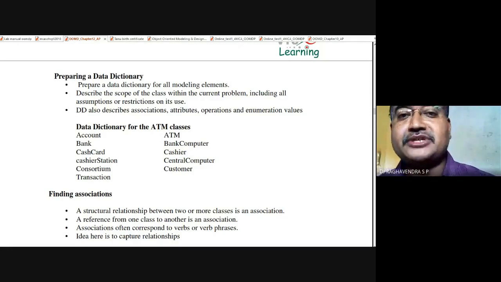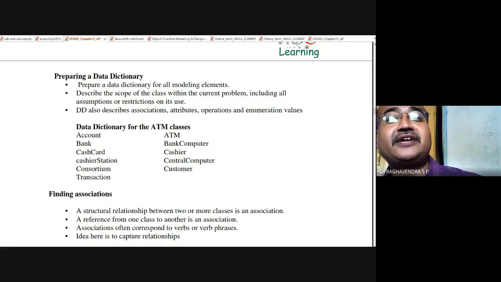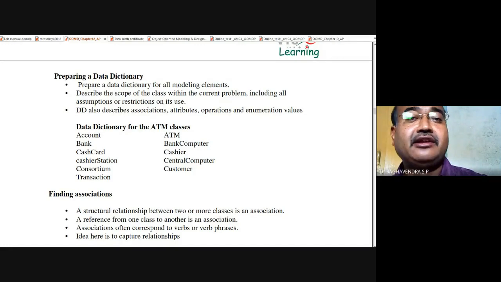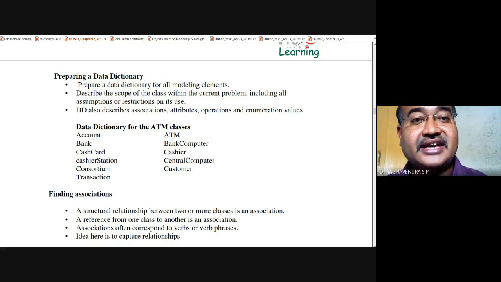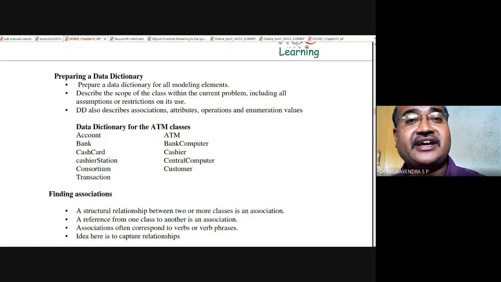So describe the scope of the class within the current problem. So what is the scope? Scope means the application of the class in a given problem. Next, including all the assumptions or restrictions. Okay, what needs to be done and what need not be done. So called a restriction. Next, data dictionary. DD means data dictionary.